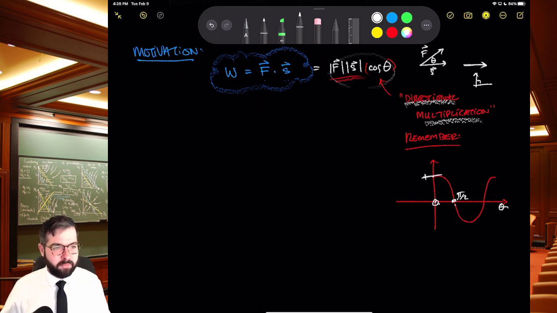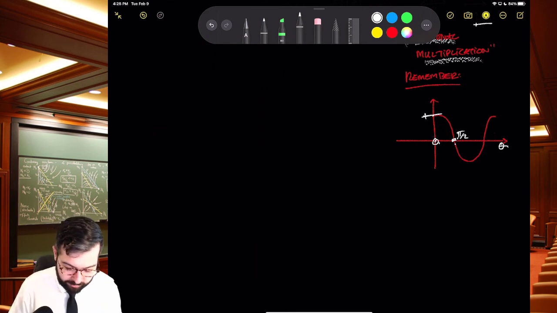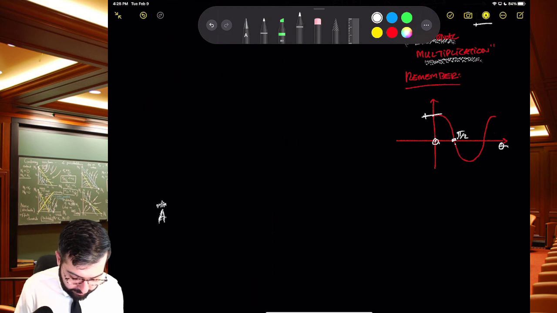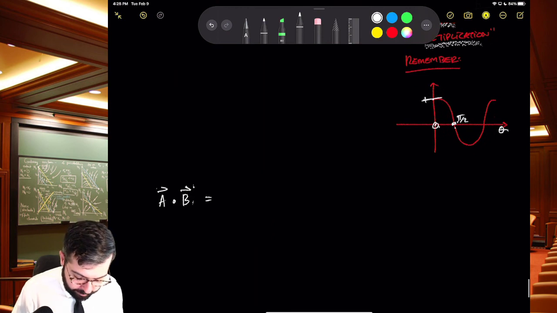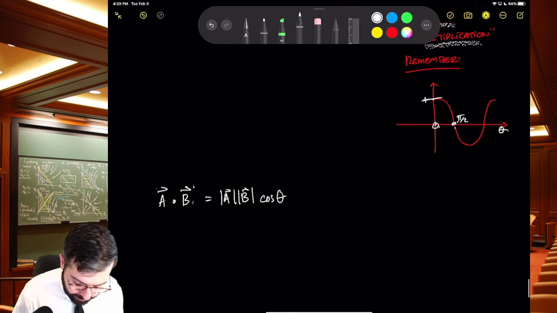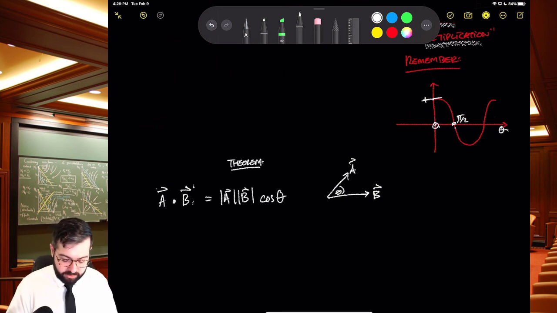So what the dot product is defined to be, I want to give this to you so that you have it to play with. A dot B is defined to be, like we said before, the magnitude of the vectors times cosine of theta, where theta is the angle between the two. But this is actually a theorem that's as good as the definition itself.